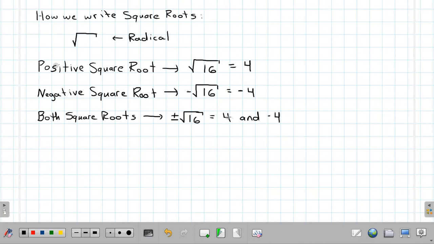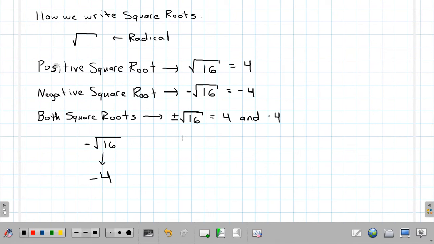But this is where I need to bring something up, and this is probably the most important thing involving square roots. When we look at the negative square root of 16, we've already said that that is negative 4. Once again, that's the negative 4 there, because negative 4 times negative 4 is equal to 16.